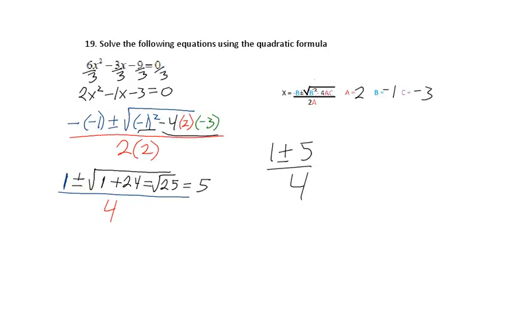We can now treat that as two problems. If you add, 1 plus 5 is 6, and 6 over 4 becomes 3 over 2. So that's one answer. If you subtract, 1 minus 5 is negative 4, and divide by 4, that equals negative 1.